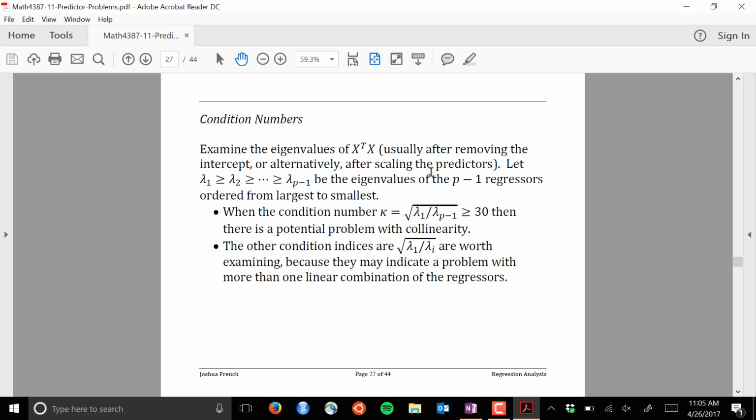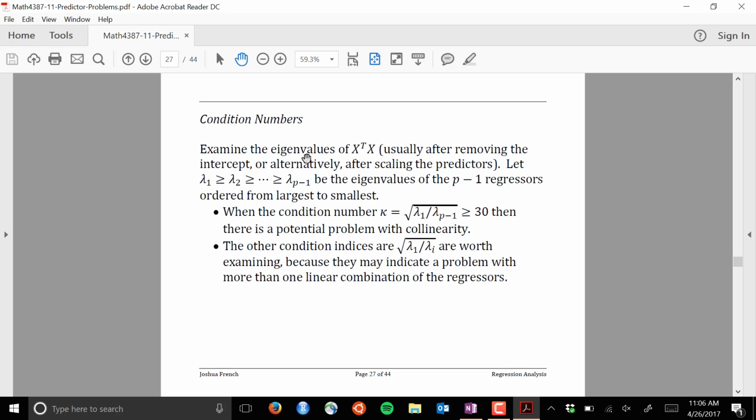The last way that we're going to talk about identifying collinearity in our model, and actually the best way, in my opinion, is looking at something called the condition numbers. So what we want to do is compute x transpose x, usually after removing the intercept or after scaling our predictors, which means that we center them, subtract off the mean and divide by their standard deviation. Then we're going to look at the eigenvalues of x transpose x.